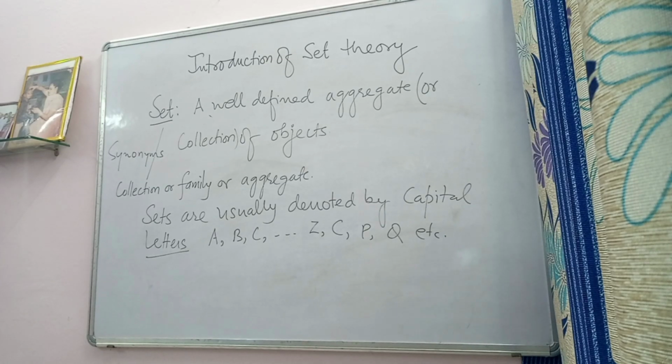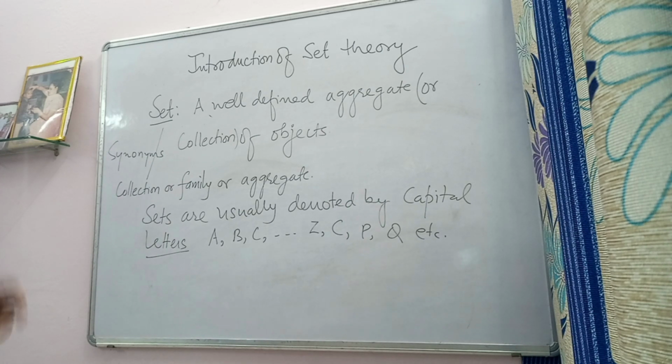Hello friends, this lecture is the introduction of set theory. So first we will define the set. A set is a well-defined aggregate or collection of objects. The synonyms of set are collection, family, or aggregate. Sets are usually denoted by capital letters A, B, C, P, Q, R.